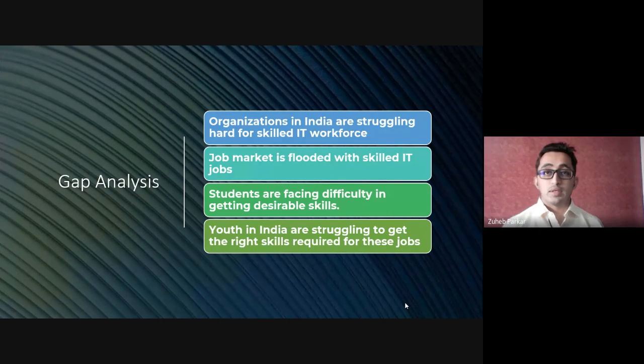So this is the gap analysis which I am speaking about: organizations in India are struggling hard for skilled IT workforce. Actually the job market is flooded with IT jobs, but the students are facing difficulty in getting the desirable skills. Also, the youth in India are struggling to get the right skills required for the right jobs which are available in the market.